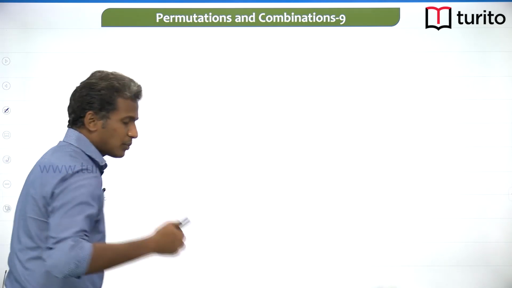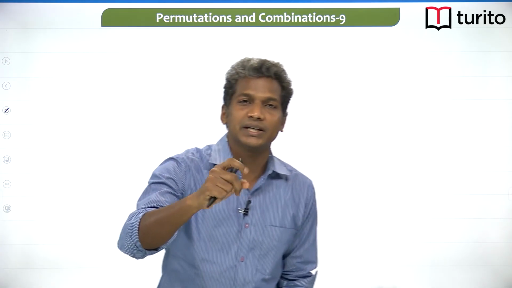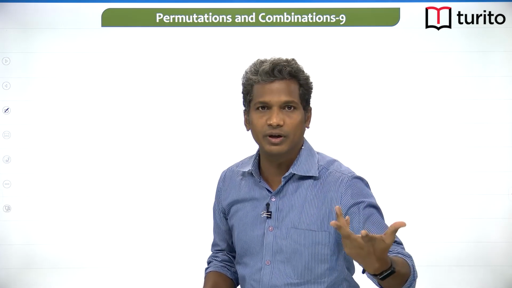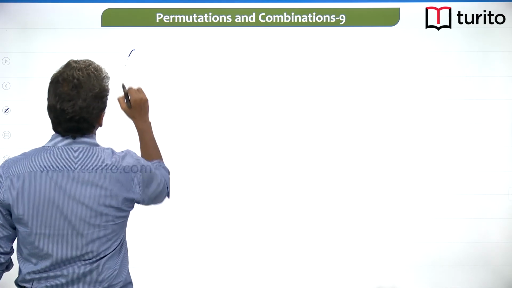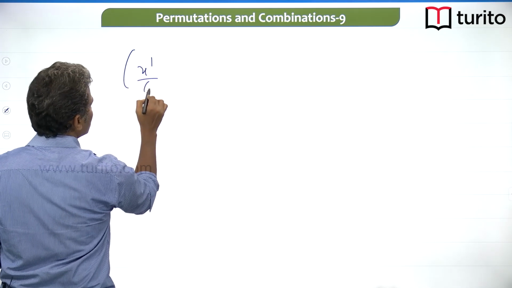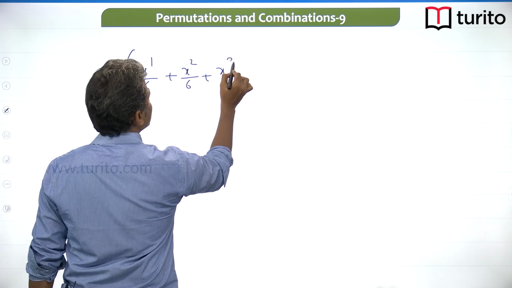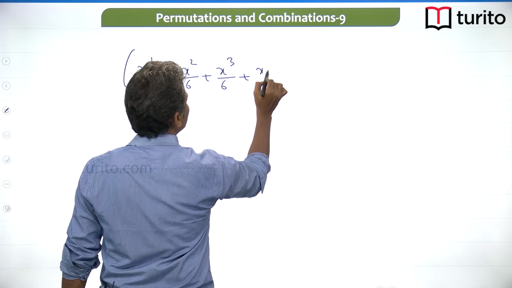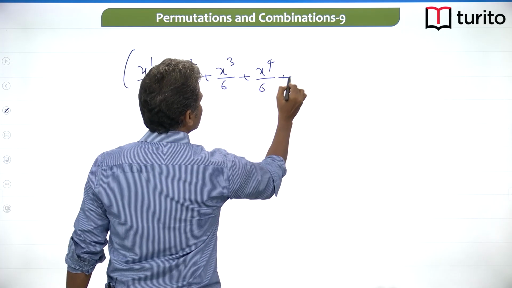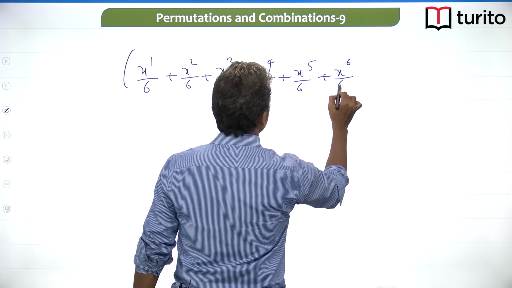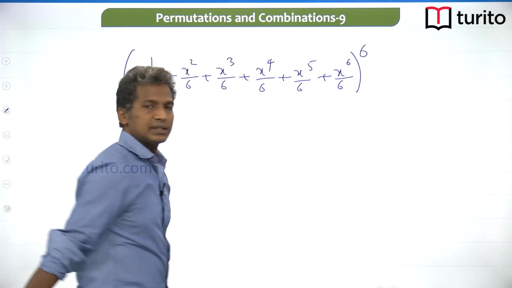So what is the probability of getting output 1? It is 1 by 6. What is the probability of getting output 2? It is also 1 by 6. So we can write our polynomial like this: x raised to 1 by 6, x raised to 2 by 6, x raised to 3 by 6, x raised to 4 by 6, x raised to 5 by 6, x raised to 6 by 6. And there are 6 such dice.